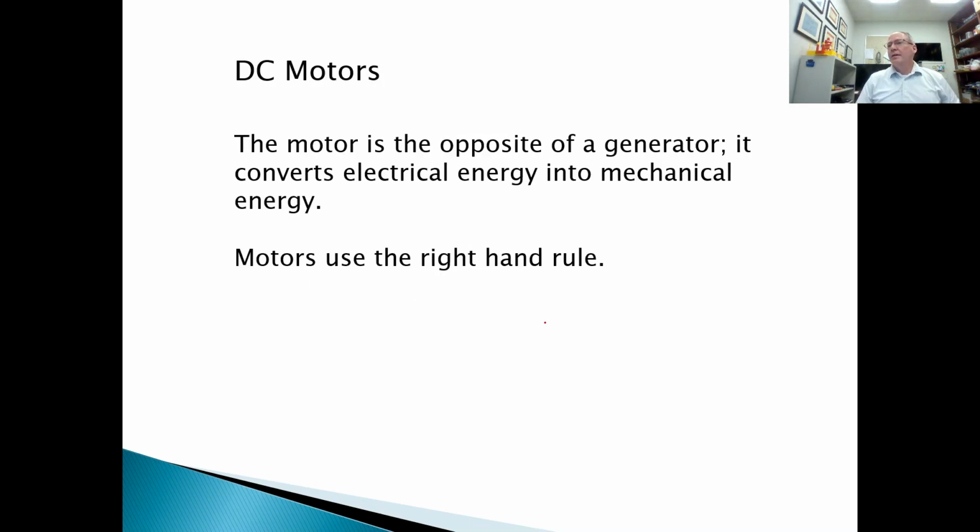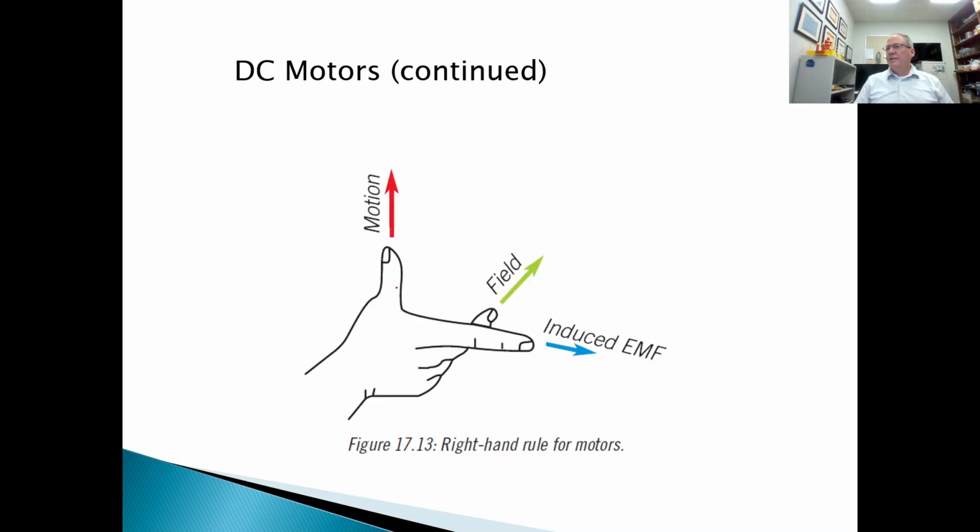All right? Now, the motor is the opposite of a generator. It converts electrical energy into mechanical energy. So the generator takes movement and generates electricity, and the motor takes electricity and generates movement. Now, motors use the right-hand rule. So instead of the left-hand rule, now we're going to use our other hand and get the right-hand rule. All right? So in the right-hand rule, the motion is your thumb, the induced EMF is your index finger, and the field is your middle finger.